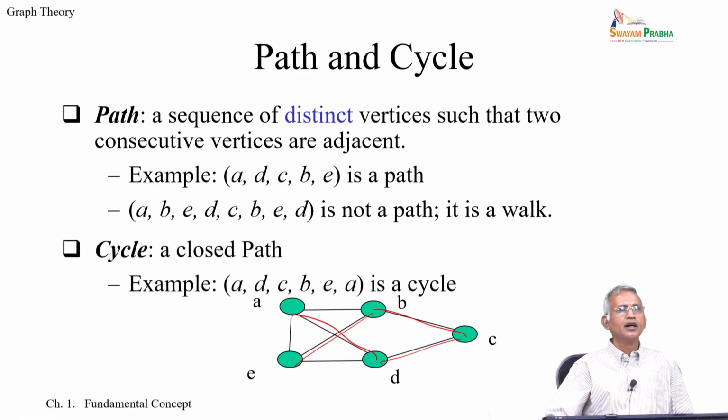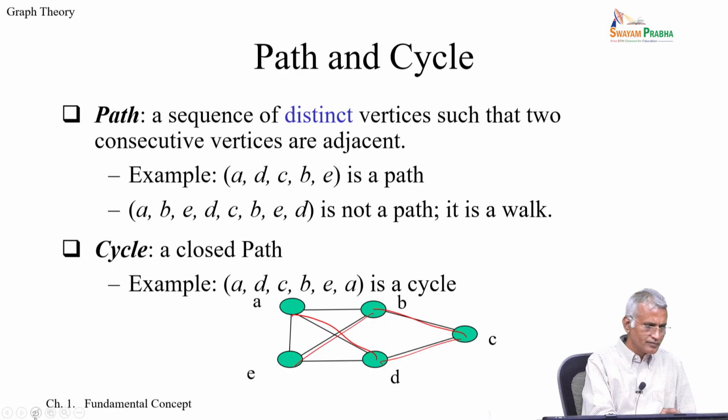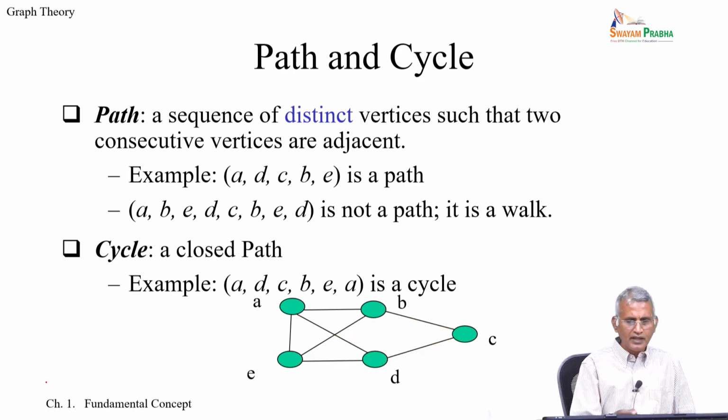Next, another example, cycle. A cycle is a closed path. Example: A, D, and then C, and then B, and then E, and then A. So, this is a what? A closed path. Therefore, it is a cycle.